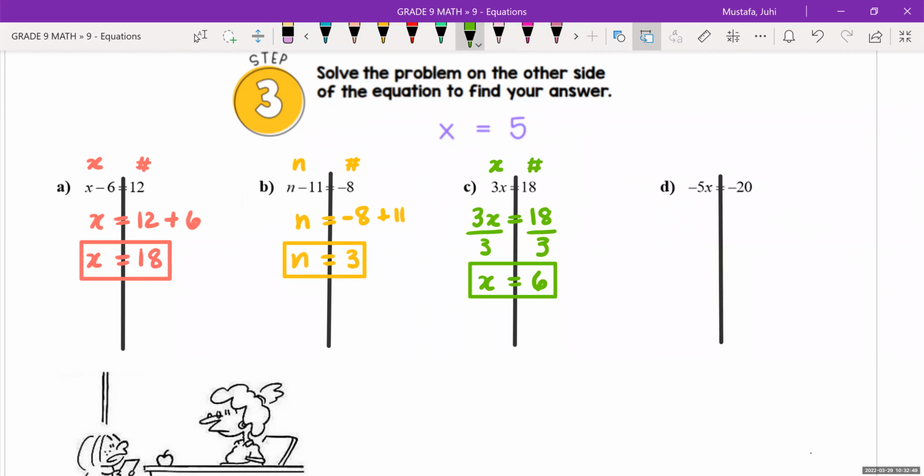Okay, the last question on this page. Again, we're going to keep our x on this side, and we're going to keep our number on this side. I'll rewrite it so I can see it more clearly. We have negative 5x is equal to negative 20. How do I get rid of the negative 5?